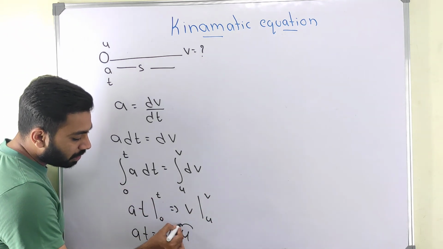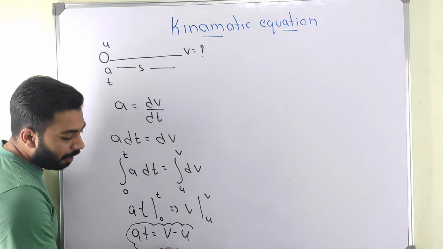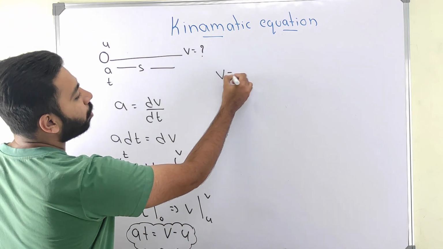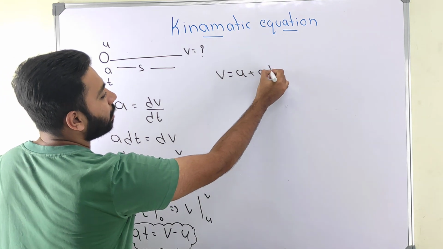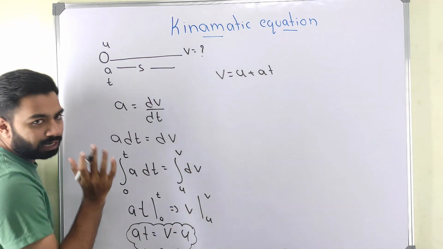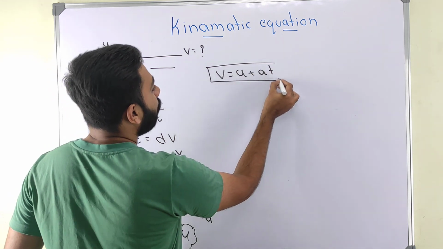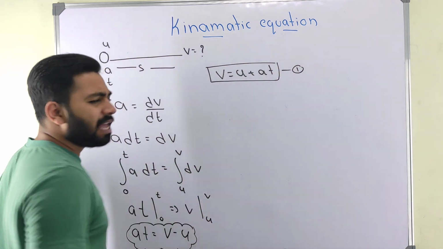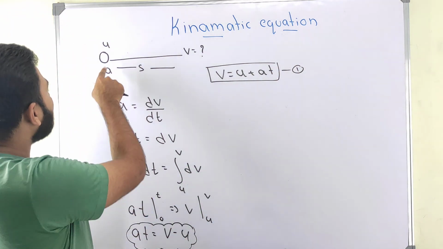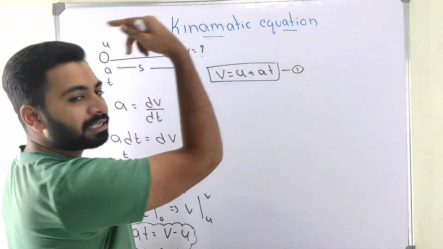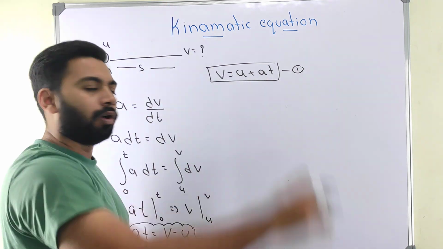We got our first equation, which we normally write as v = u + at, sending u to the other side. What do you mean by first equation, sir? See, if initial velocity, acceleration and time are given, then I can find my final velocity: v = u + at.